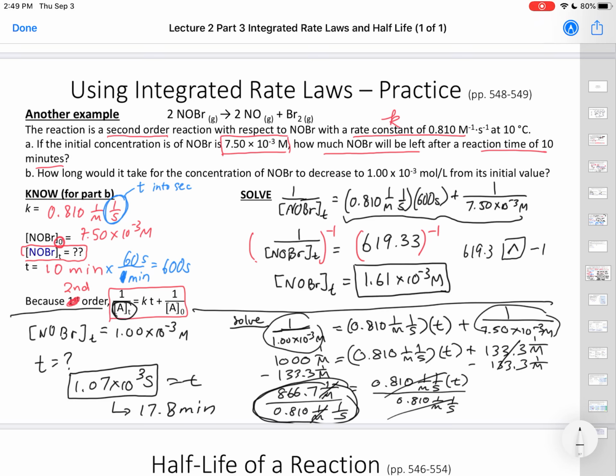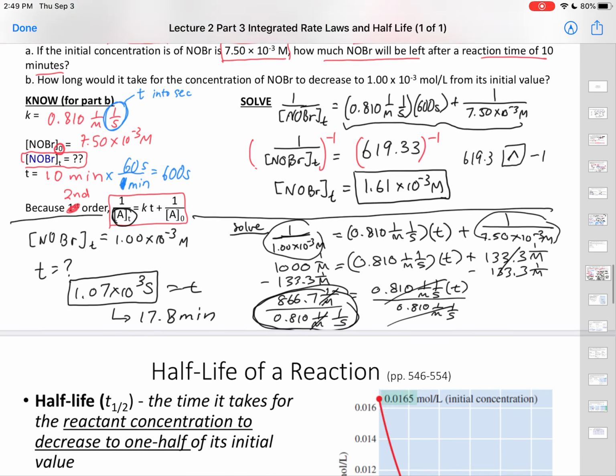Hopefully you have a good idea of how to use these zero order, first order, and second order equations, and how to do "no solve". I really suggest you do "no solve". As you're reading the problem, it's good to highlight what order you're using, so you know what equation you're using, and to write that k is the rate constant and things like that.